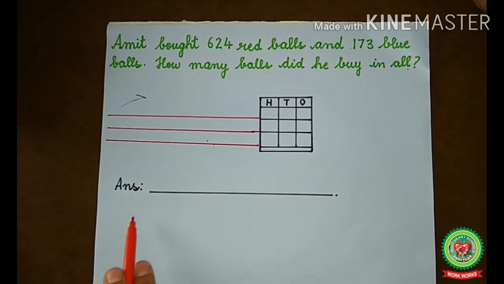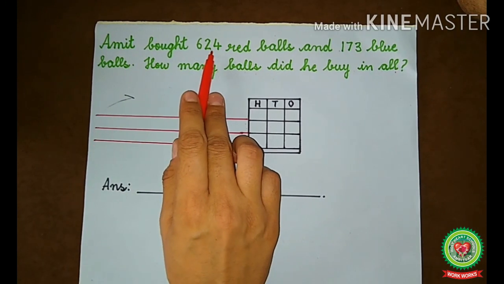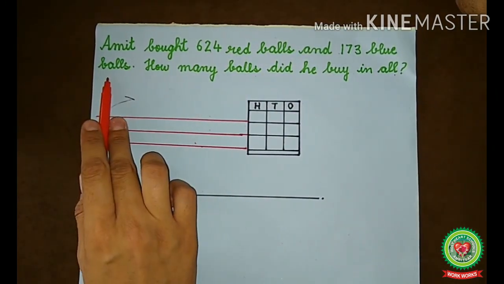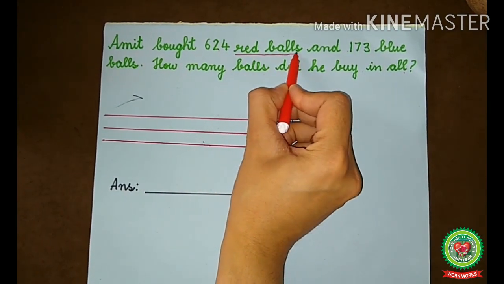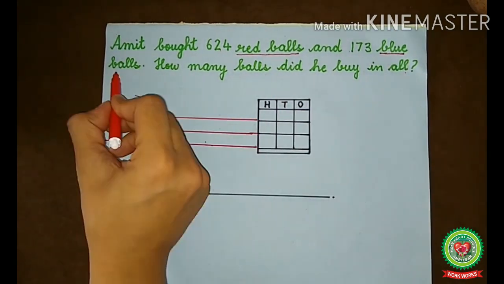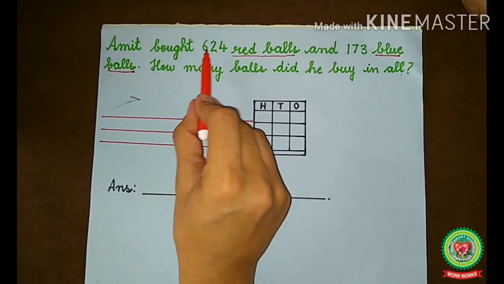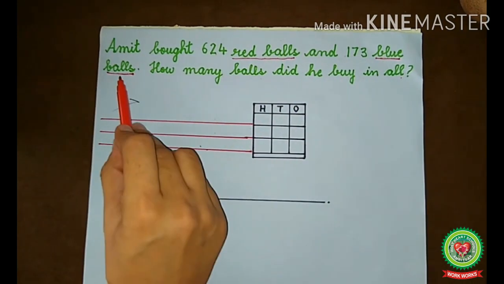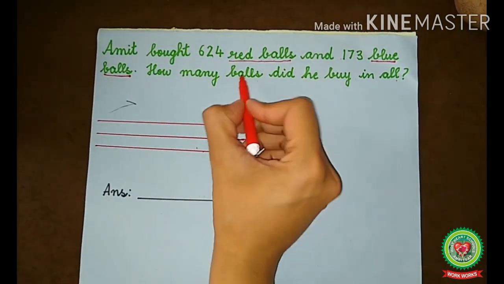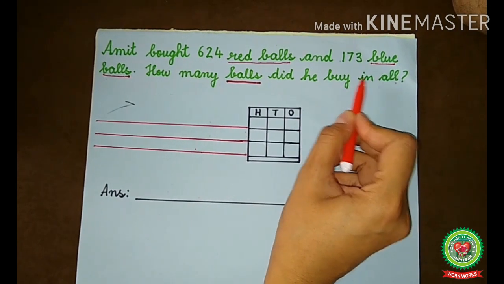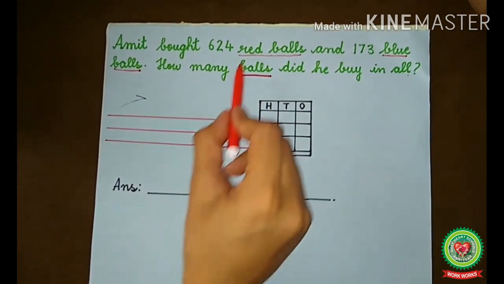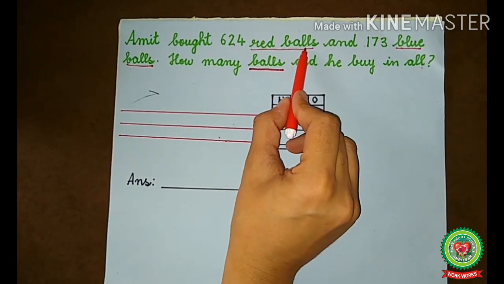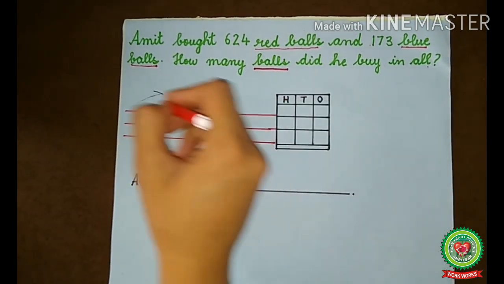Now let us read the statement first. Amit bought 624 red balls and 173 blue balls. What is given? Red balls and blue balls. You can also underline that. Now, how many balls? 624 red balls and 173 blue balls. How many balls did he buy in all? Now, first of all, we will write the number of red balls because what is given? Red balls.